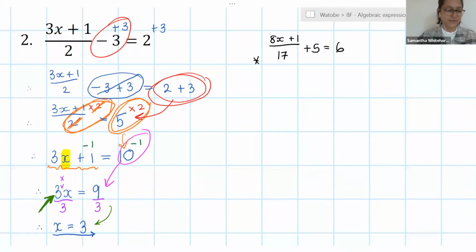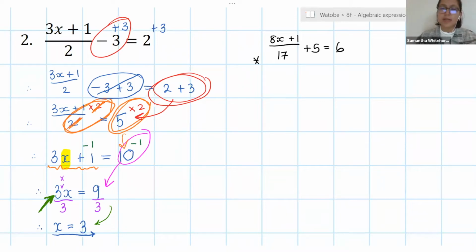You have a question? I have a question. Can you please quickly explain how you break up the fraction? When you say break up the fraction, what do you mean? So how I got rid of the denominator, for example.